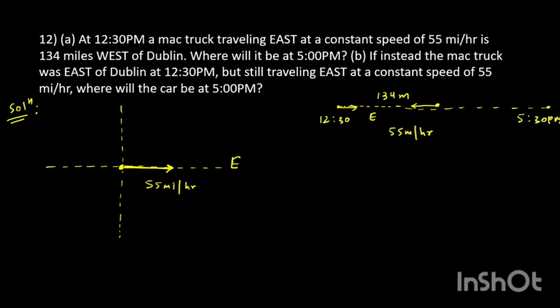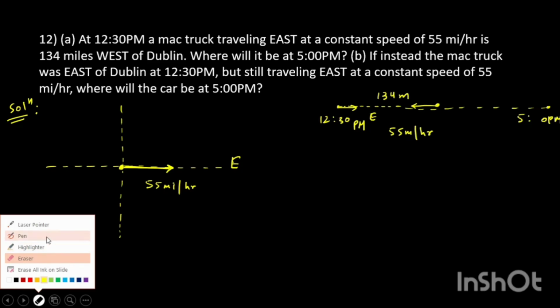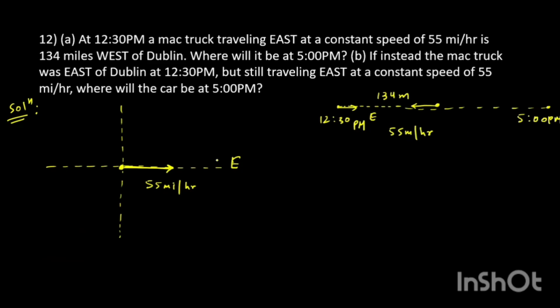So if you look at the time, not 5:30, it's 5. For how much time is the truck traveling? First of all, tell me this. For how much time is the truck going to travel? 4 hours, 30 minutes. Yes. So the total time for traveling is going to be 4 hours, 30 minutes.